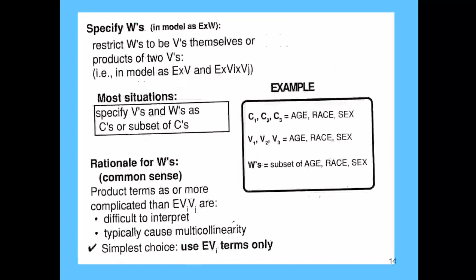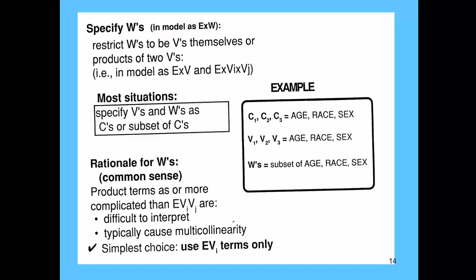Okay, so now what about the W's? So I talked about the V's. Okay, what about the W's? The W's are those functions of the C's. They could be the C's themselves that go into the model as a product term with exposure. Now, by the way, I'm only talking about one exposure here.